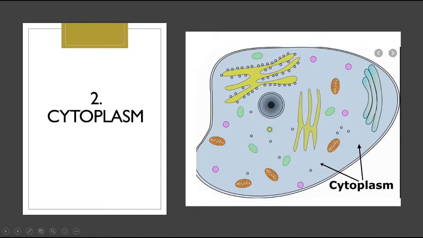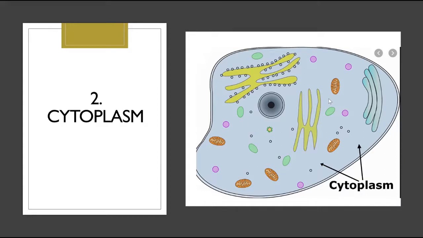The second part is the cytoplasm. Cytoplasm is the second part that we'll discuss. Now, cytoplasm, we know, is a jelly-like material that fills up each cell and is present in both prokaryotes and eukaryotes, and it is enclosed by a cell membrane. So there is a cell membrane outside, and inside there is a cytoplasm.